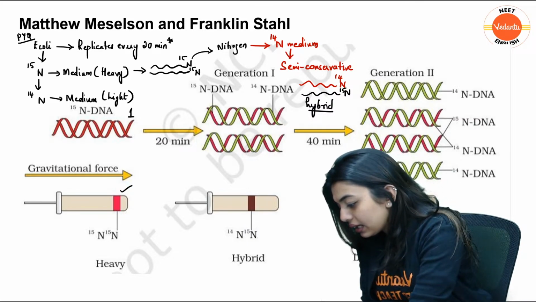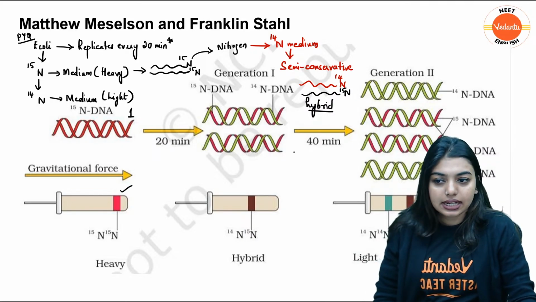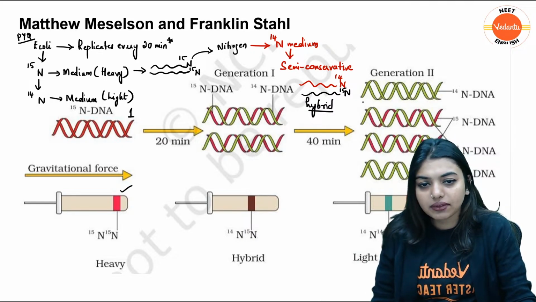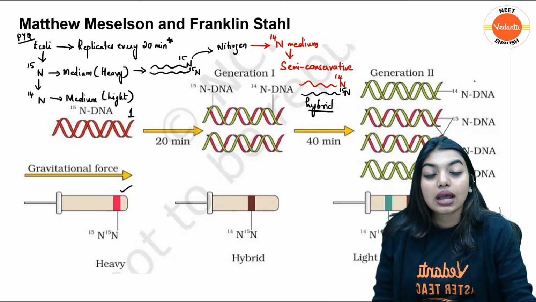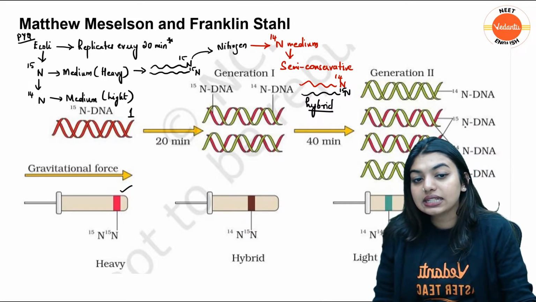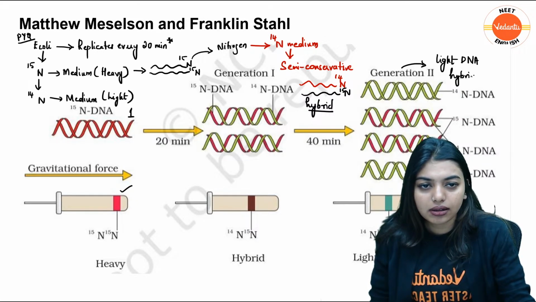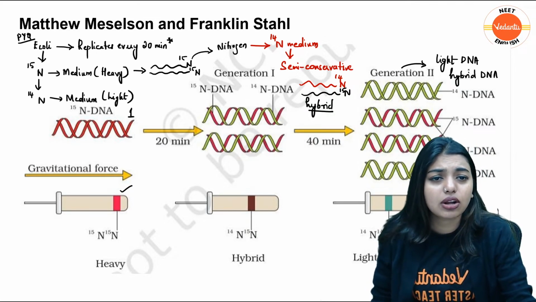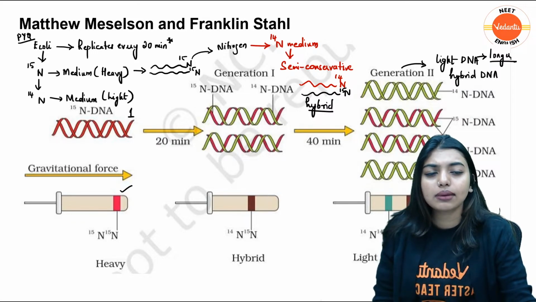Semi-conservative replication. Now, students, understand. Again, 40 minutes they let it grow. So, 20 minutes, 40 minutes, 60 minutes, 1 hour they let it. They noticed that in generation 2, they got light DNA plus hybrid DNA. Why did they get light DNA and not heavy DNA? Simple, students. They got light DNA because it was kept for longer time on the light medium. Yes or no?